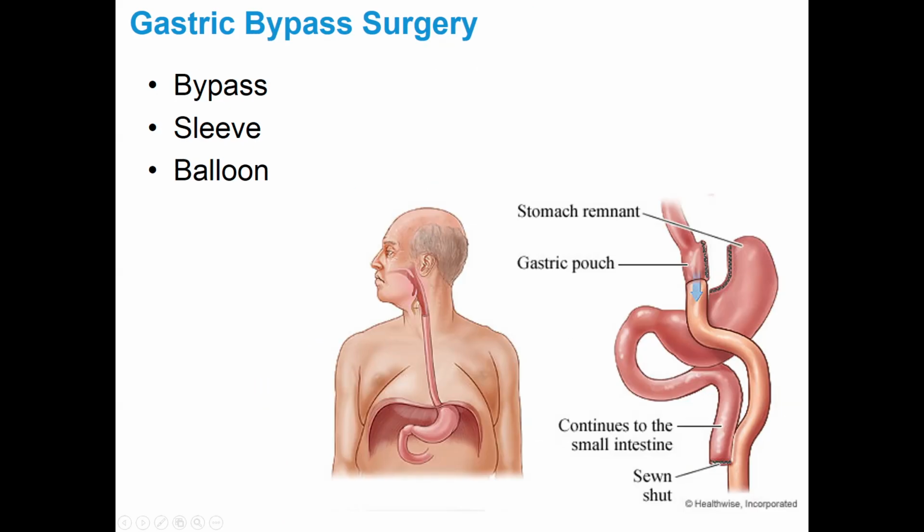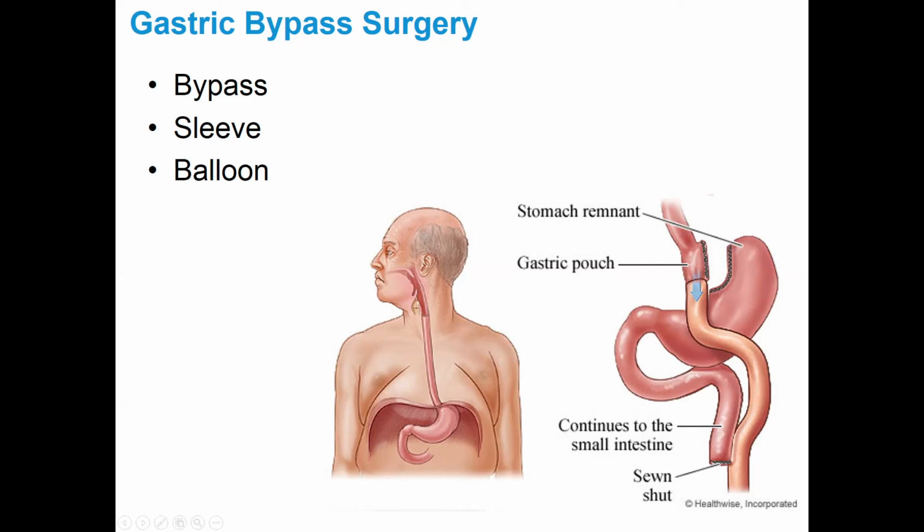All right, so related to the stomach and things leaving it, one of the things I always talk about in class, because I think it's interesting, is the concept of gastric bypass surgery, which is the picture that you see there. So that's bypass.